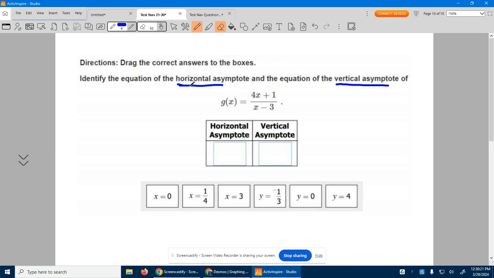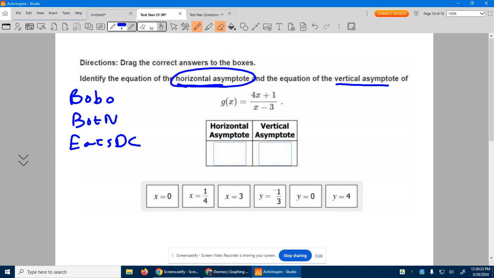Now, for horizontal, remember, BOBO BOTTEN EATS DC. Everything we do to determine the horizontal is going to be based off of the exponent, the power. In this case, it's a 1 and a 1. Now, what is this BOBO BOTTEN EATS DC? Refresh your memory. If the exponent is bigger on the bottom, it's going to be y is 0. If it's bigger on top, there's not going to be any horizontal asymptote.